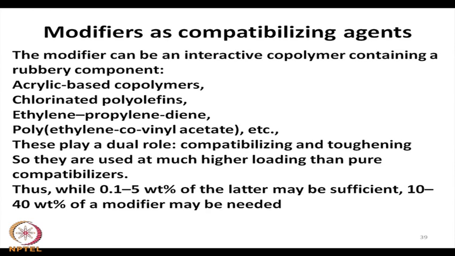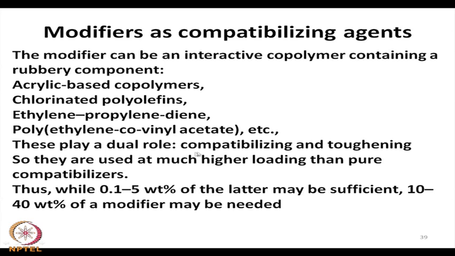Now, there could be some modifiers which act as compatibilizing agents. That modifier can be an interactive copolymer containing a rubbery component. Examples are acrylic based copolymers, chlorinated polyolefins, ethylene propylene diene rubber, polyethylene co-vinyl acetate, etc. Now, these polymers play a dual role, compatibilizing and toughening.